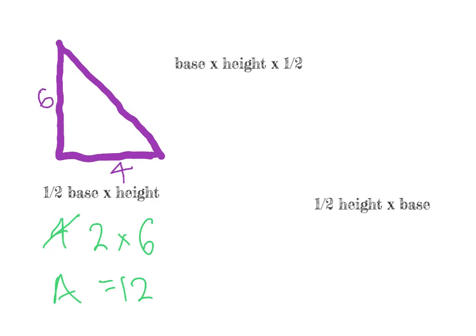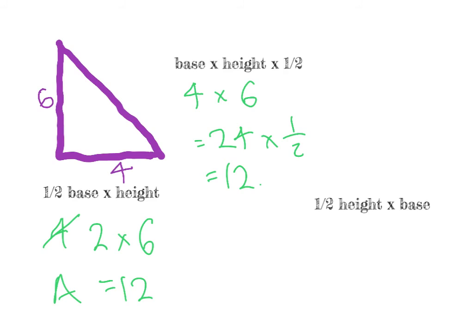Another way you could do it would be you take your base, which is 4, then you take your height, which is 6. So 6 times 4 is 24. And then you halve that, which gives you 12.